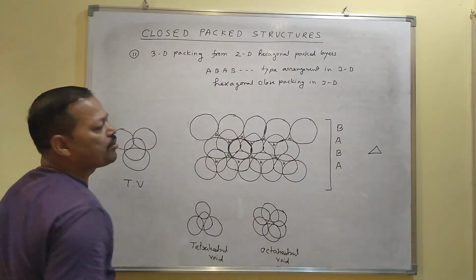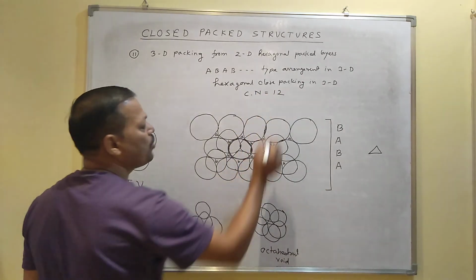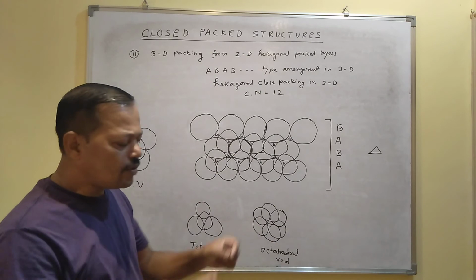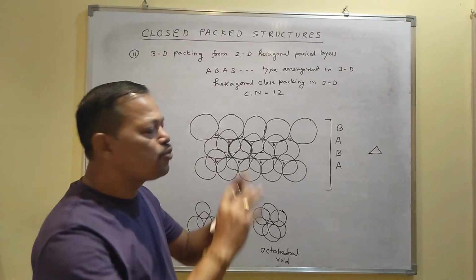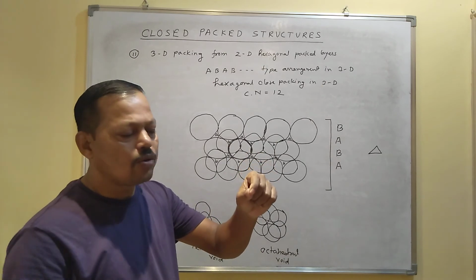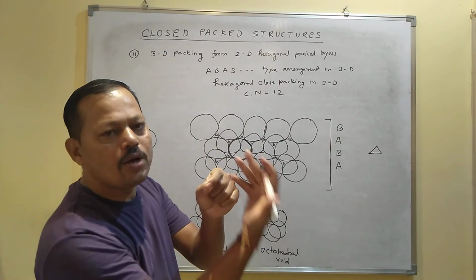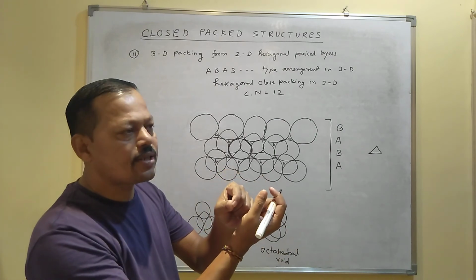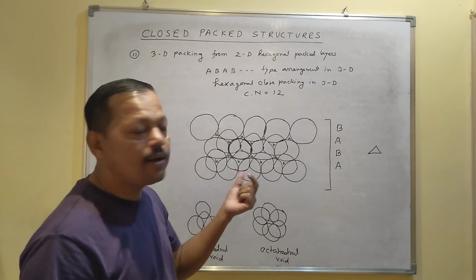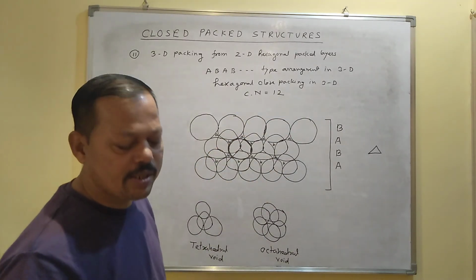In this hexagonal close packing, the coordination number of the packing is found to be 12. And how is it 12? One particle is touched by 12 particles. How? Because in its own layer, one particle is touched by 6 particles. From the below layer, 3 particles will touch, and from the above layer, another 3 particles will touch. So a total of 12 particles touch a given particle. That's why the coordination number is 12.